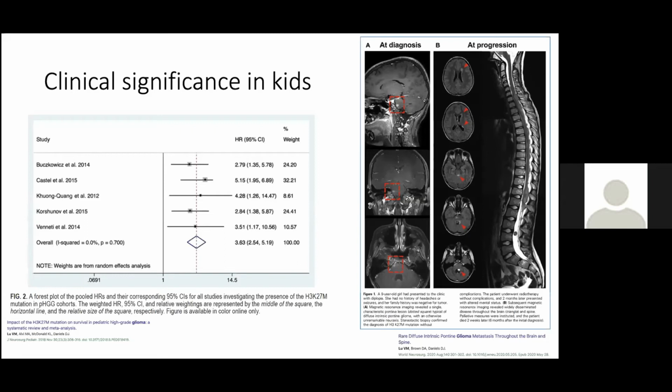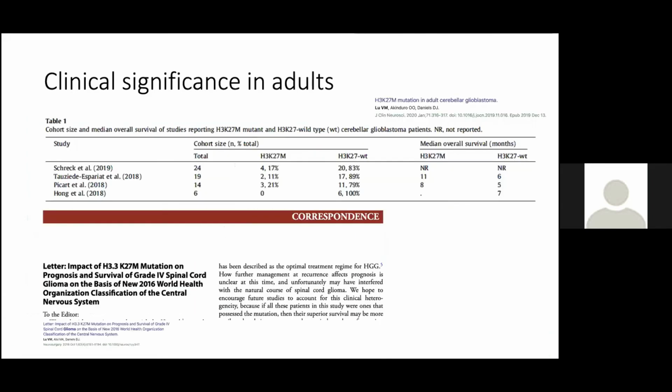But again, this is in children, typically in the pons. What's interesting is now, as we learn more and more about this mutation and we look for it more and more in adults, I'm of the belief that this may actually be different. You can see here in table 1, we looked at H3K27M mutations in adult cerebellar tumors. And in fact, if you look over to the right, the median overall survival was actually greater in cases that had the mutation versus the wild type, which is counterintuitive to what we're preaching about in children.